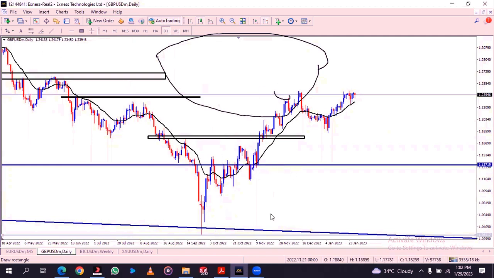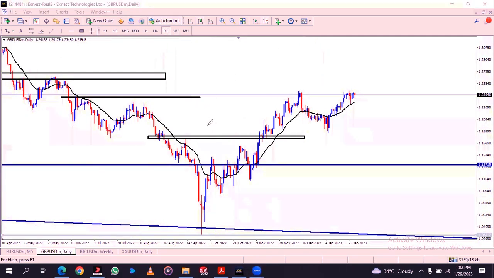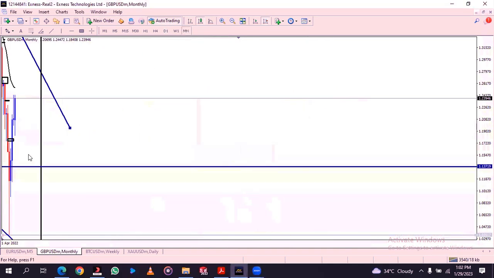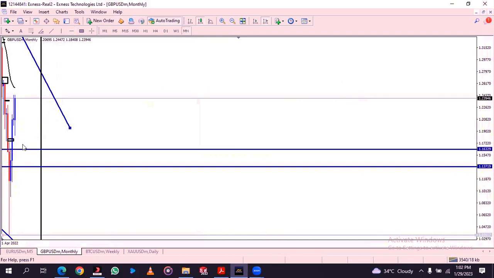Now, at the end of the month, let me clear, at the end of the month, which is what? The monthly time frame. Do we have a close above this? Of course we do. And this is it. So this gives us our A level.